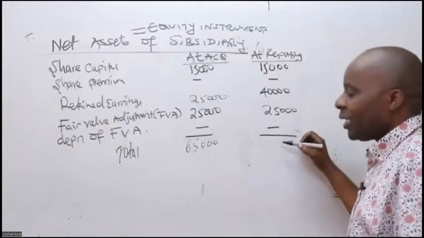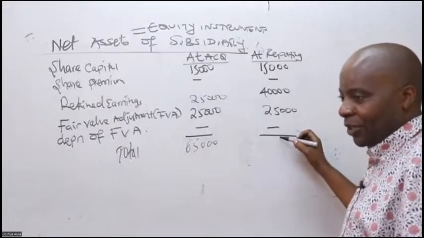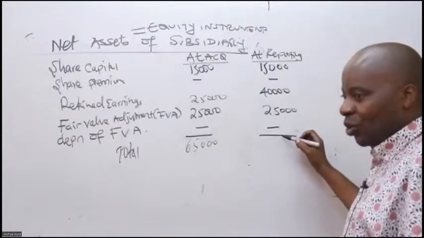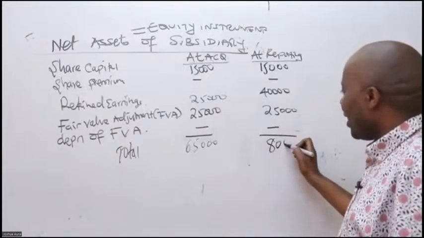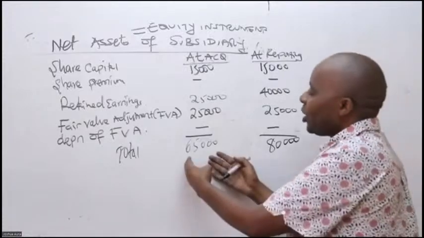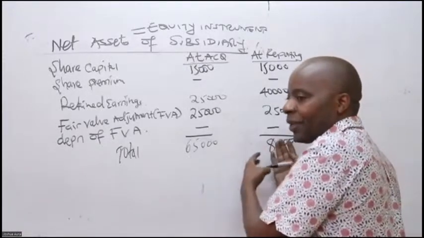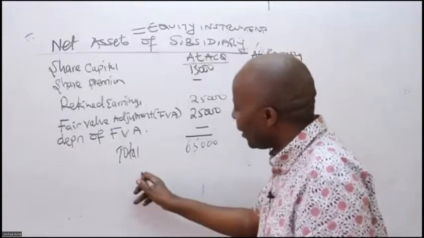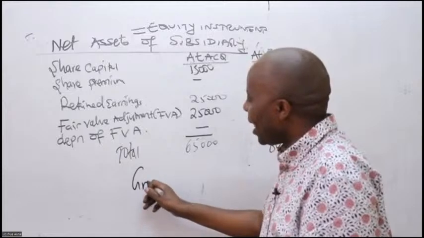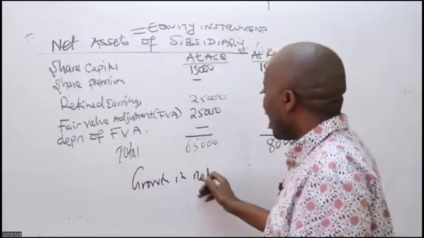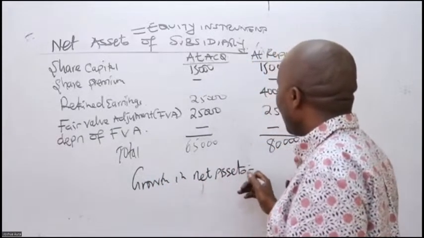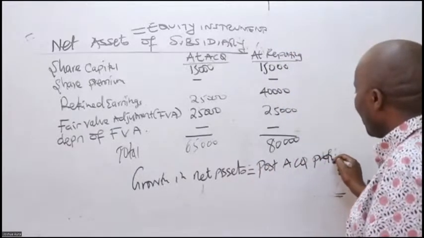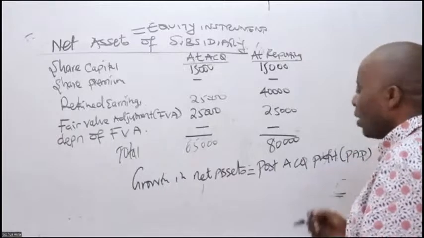65,000. How about at reporting? At reporting, what do we have? 80,000. Now, from acquisition to reporting, I can see there is growth. So what I will do, I'll give them the growth. The growth in net assets is what we call the post-acquisition profit, which is our PAP.